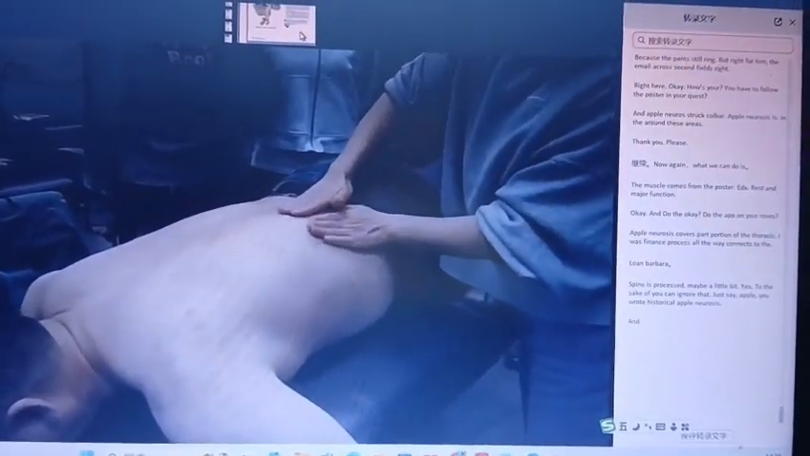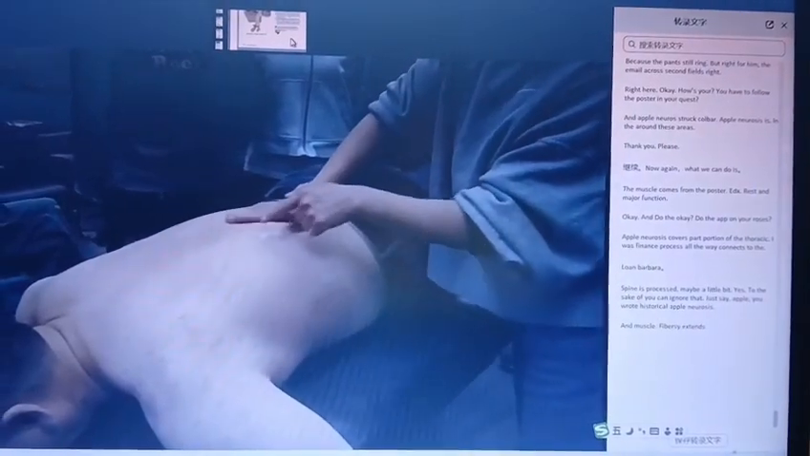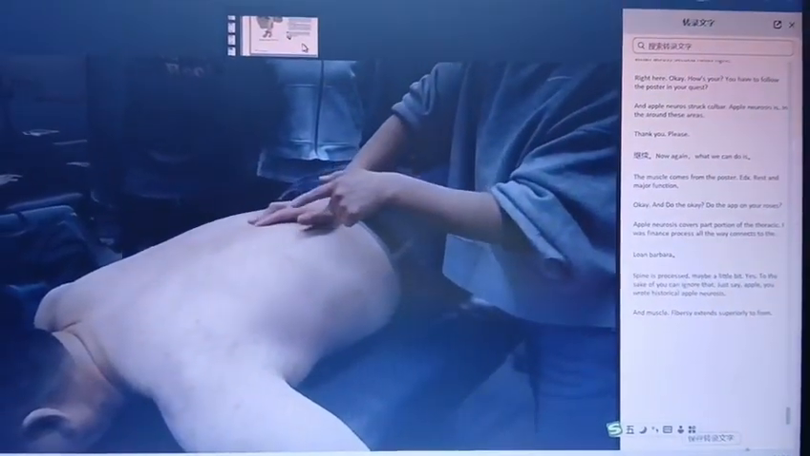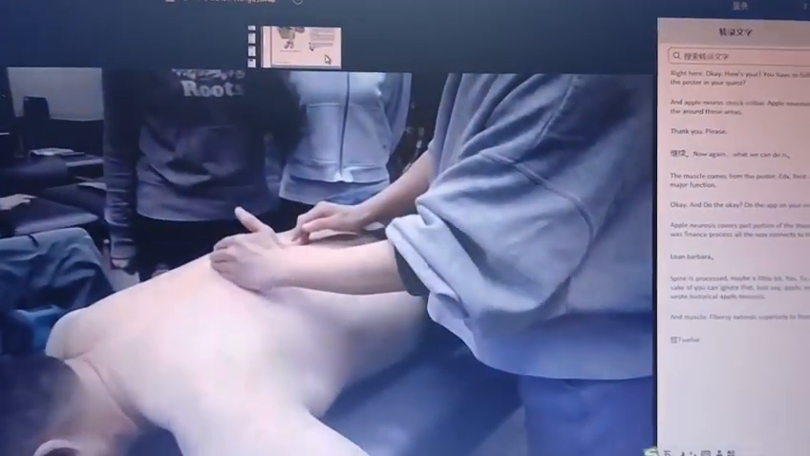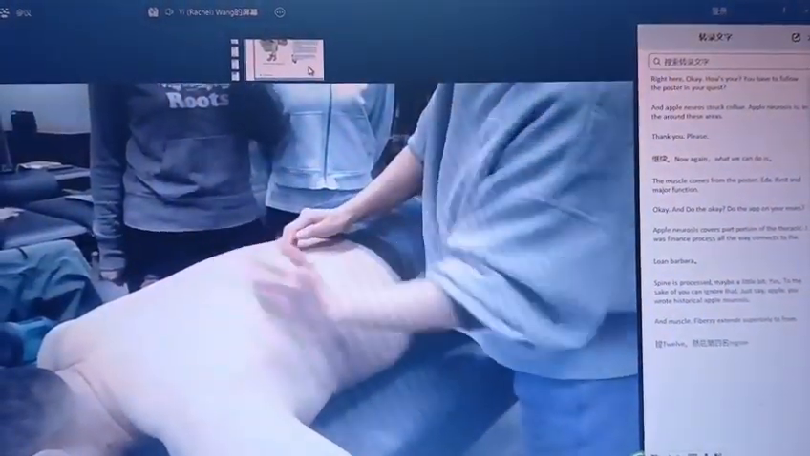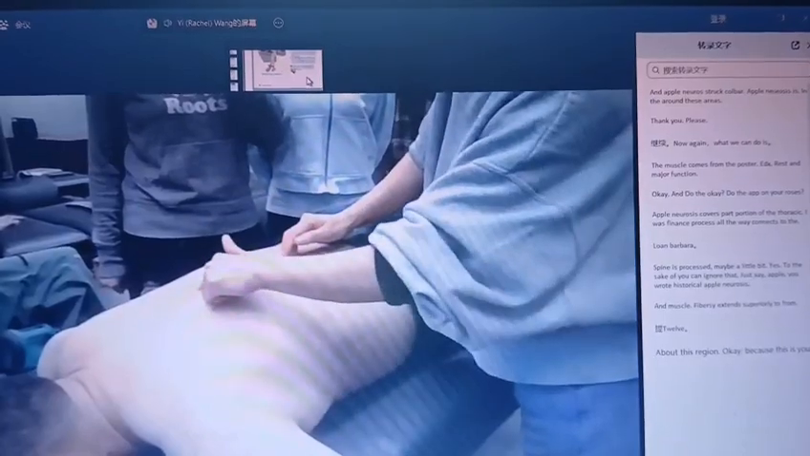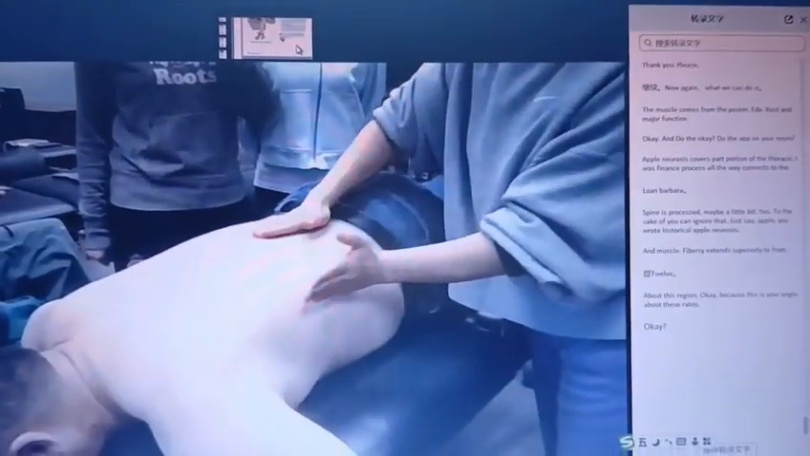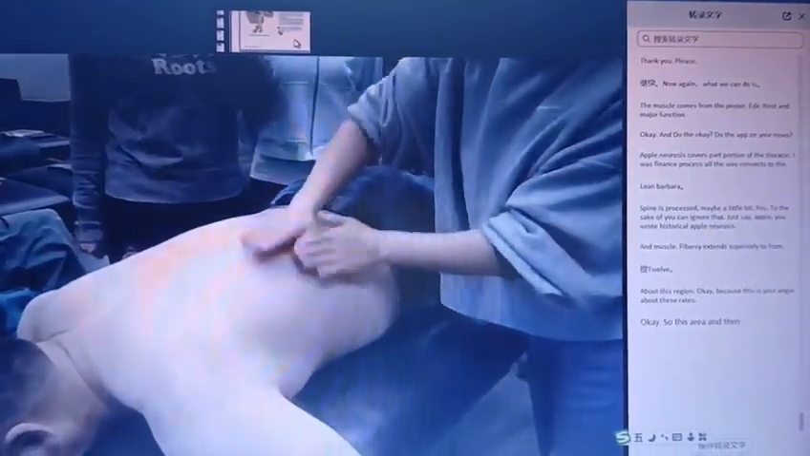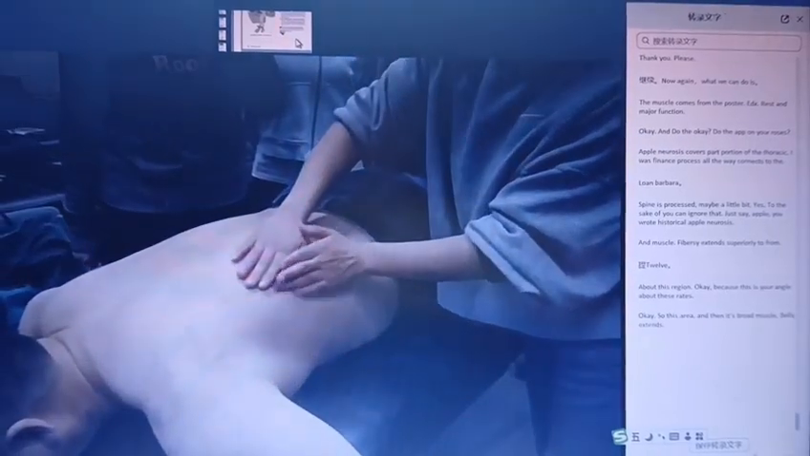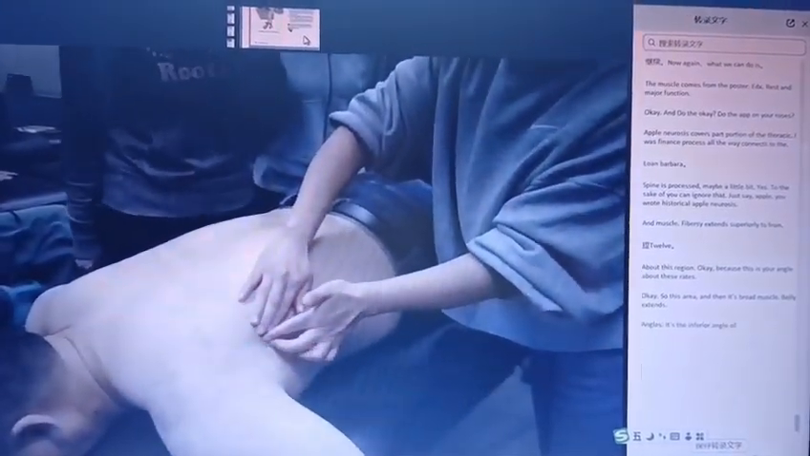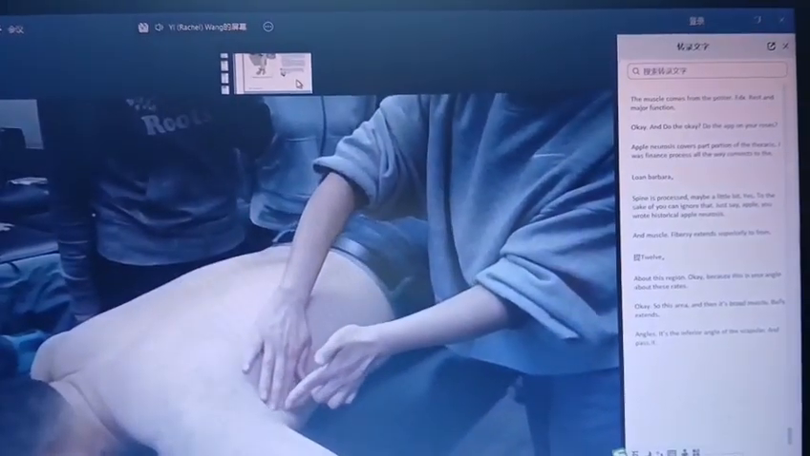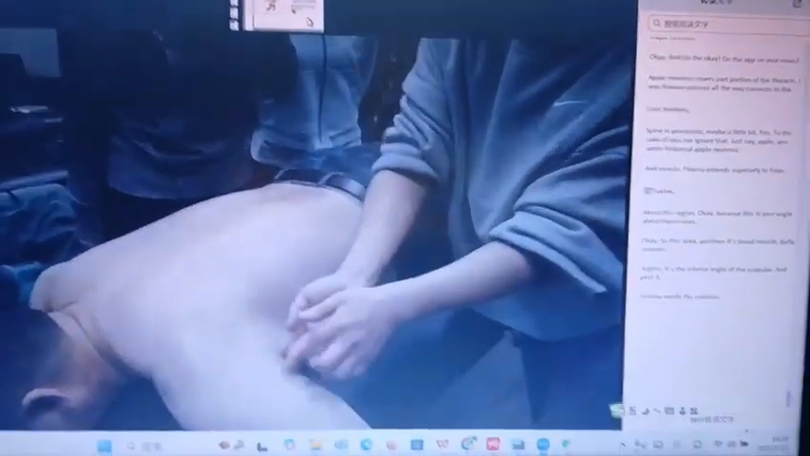And muscle fibers extend superiorly from T12 to about this region, because of the inferior angle, about this area. Then its broad muscle belly extends laterally towards the inferior angle. This is the inferior angle of the scapula, and past it underneath the axillary, it inserts anteriorly to the intertubercular groove.